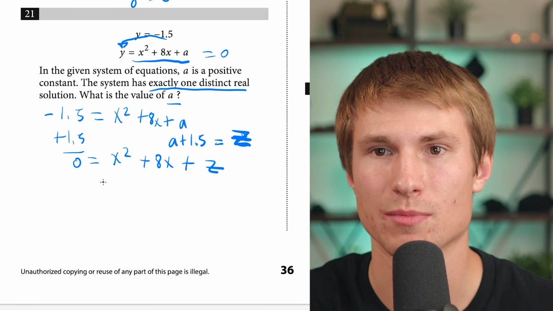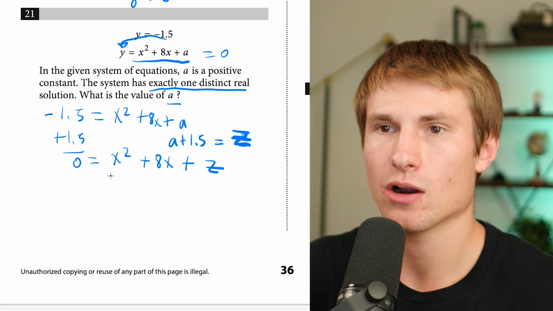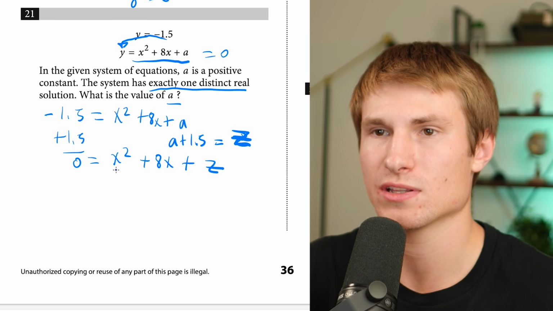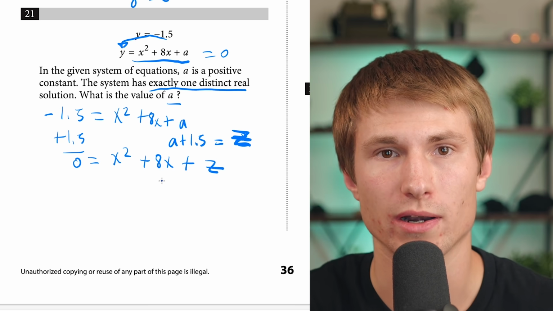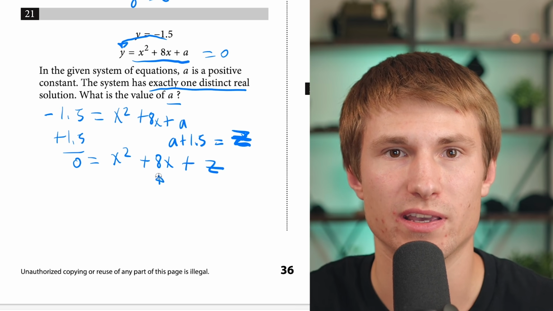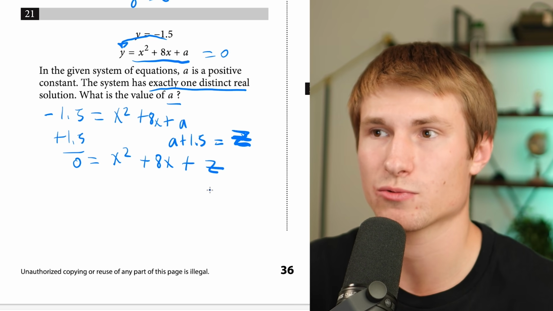Now we can do b squared minus 4ac. You may be wondering, what's a, what's b, and what's c? Well, I'll show you. Our a value is whatever coefficient is in front of this x squared. Since there's no coefficient in front of it, it's 1. So our a value is 1. Our b value is going to be 8, whatever's in front of that x. And our c value is the constant, which in this case we're representing as z.